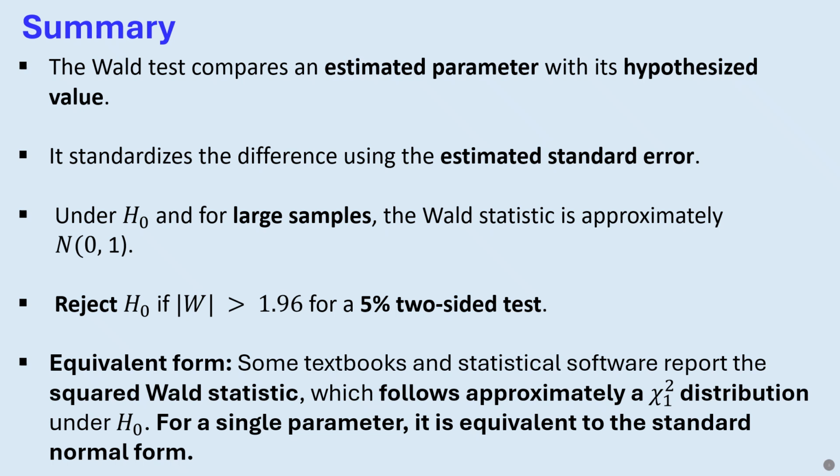Under the null hypothesis, this statistic follows approximately a chi-squared distribution with 1 degree of freedom. For a single parameter, it is mathematically equivalent to the standard normal form that we used throughout this lecture.